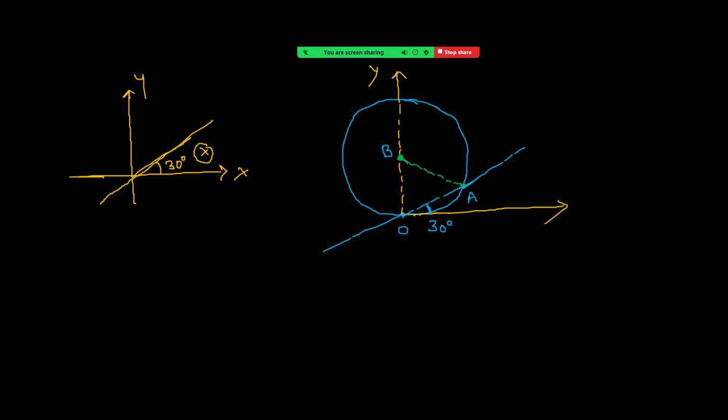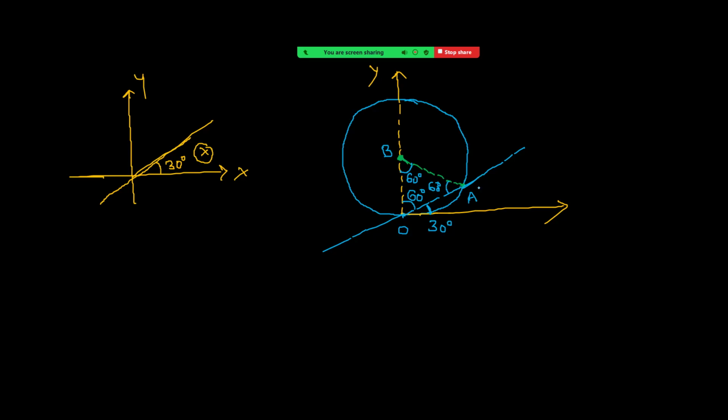Right? Now, this total angle is 90, total value. This is 30. So remaining will be 60. When this is 60, this angle also 60. Relation is OB and BA both are equal length, R and R. If this is 60, this also 60. That means this angle must be 60, right?